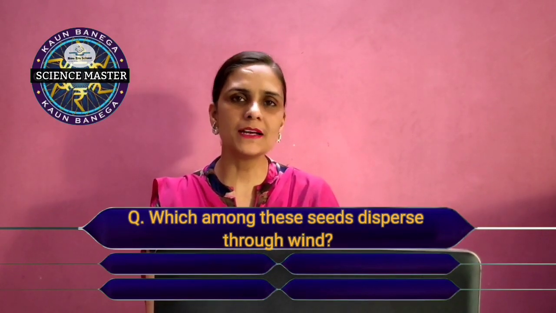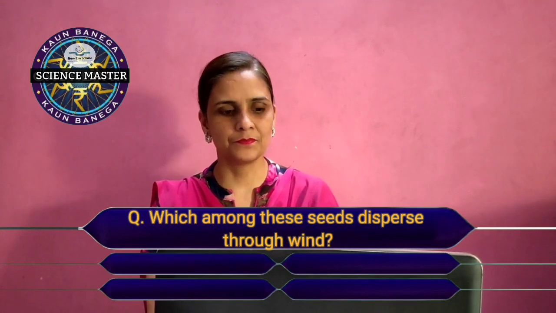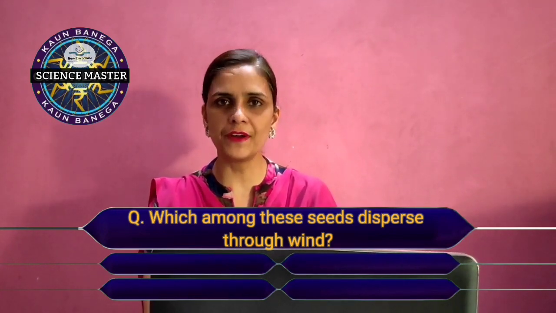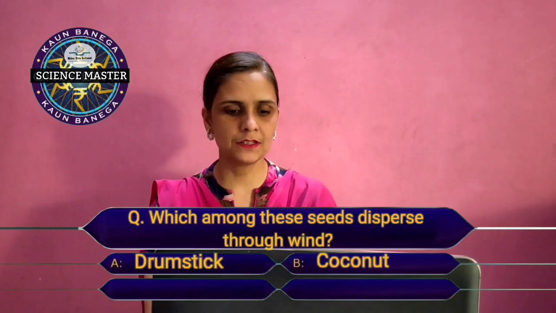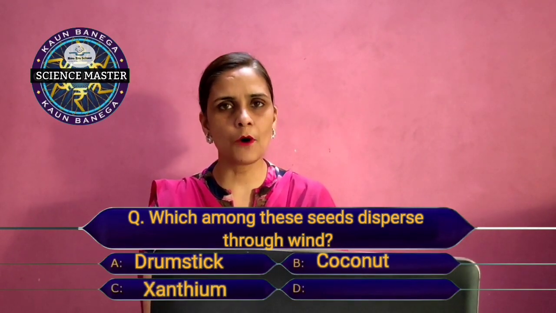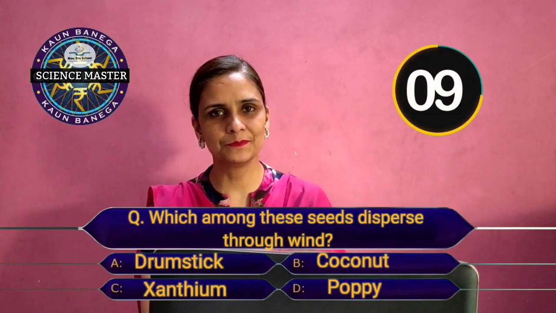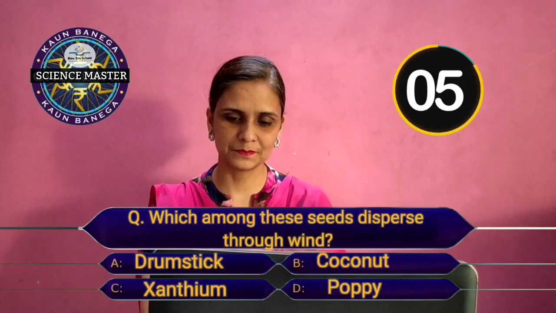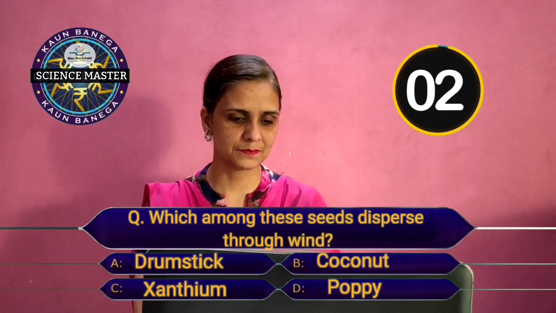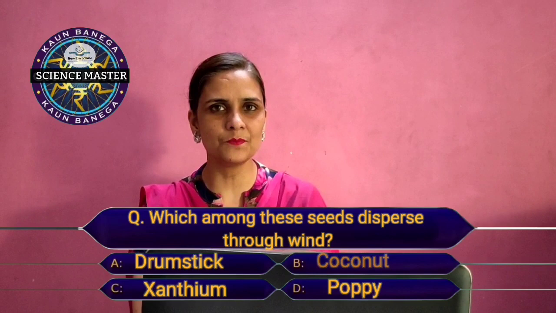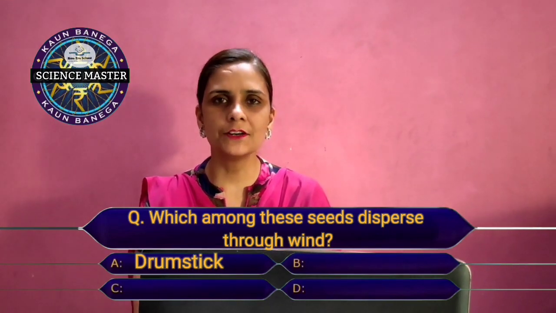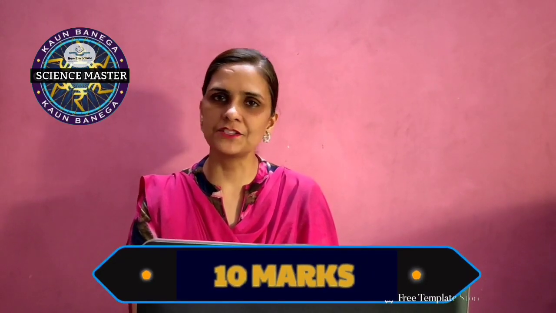Here comes the last question, but not the least. Question number 5. Which among these seeds disperse through wind? Options are A. Drumstick, B. Coconut, C. Xanthium, D. Poppy. Time already started. So, time up. This was the last question. What is your answer? My answer is option A, drumstick. The seeds of drumstick disperse through wind. So, jot down 10 points in your scoreboard.